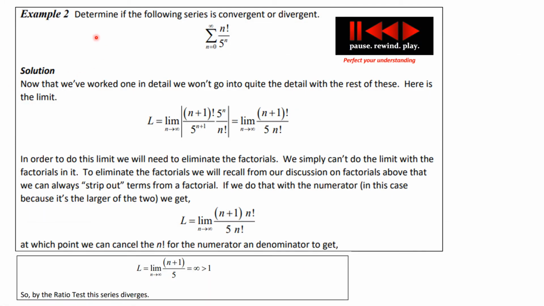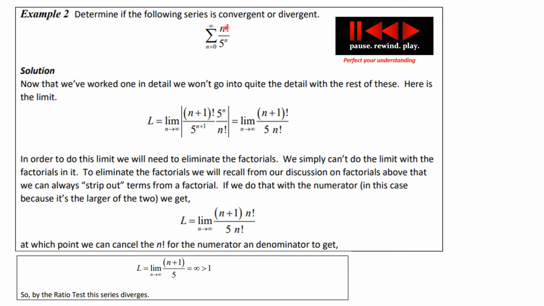Here's another problem for us to consider. Determine if the following series is convergent or divergent. Again, I probably won't ask the question this way. I'll ask you maybe, oh, what's L or something like that. But this one anyway is the summation n equals 0 to infinity of n factorial over 5 to the n.